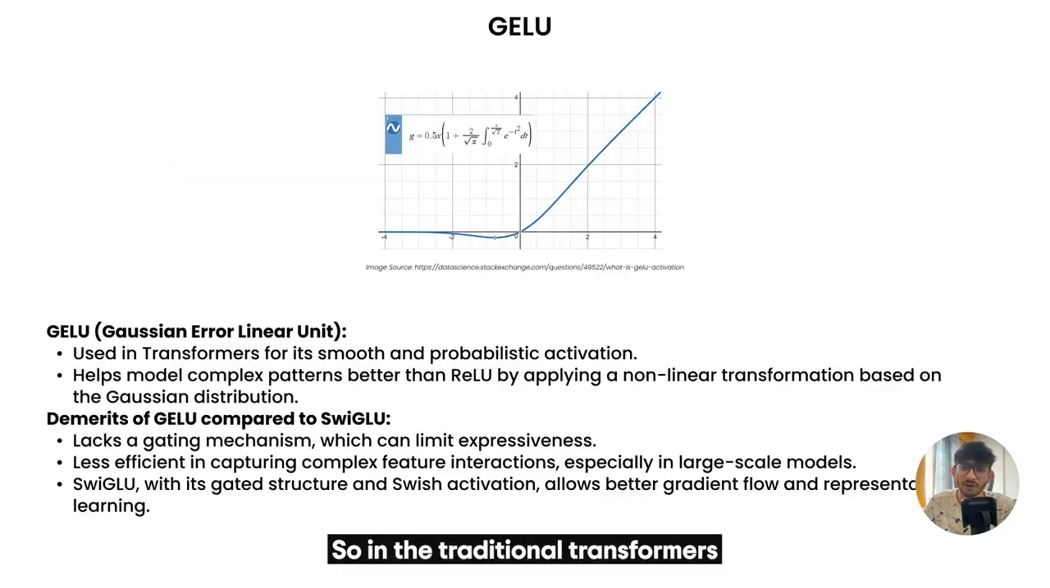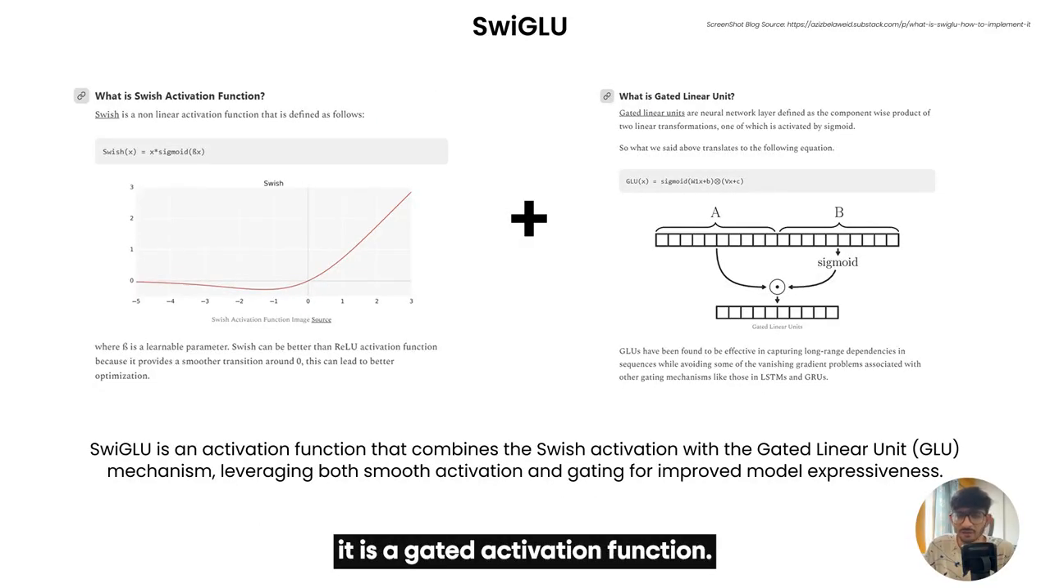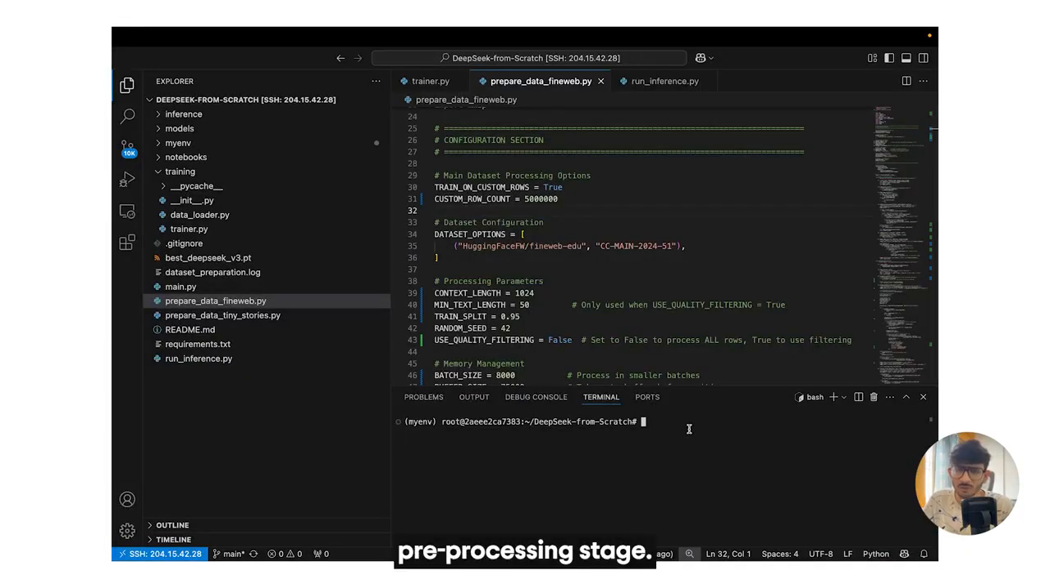In the traditional transformers, we were using the GELU activation function. But in DeepSeek, we have used SwiGLU. Basically, it is a gated activation function. The gate mechanism allows the model to control information in a more selective manner. Think of it as having a smart switch deciding what information passes through, leading to better performance in the LLM.